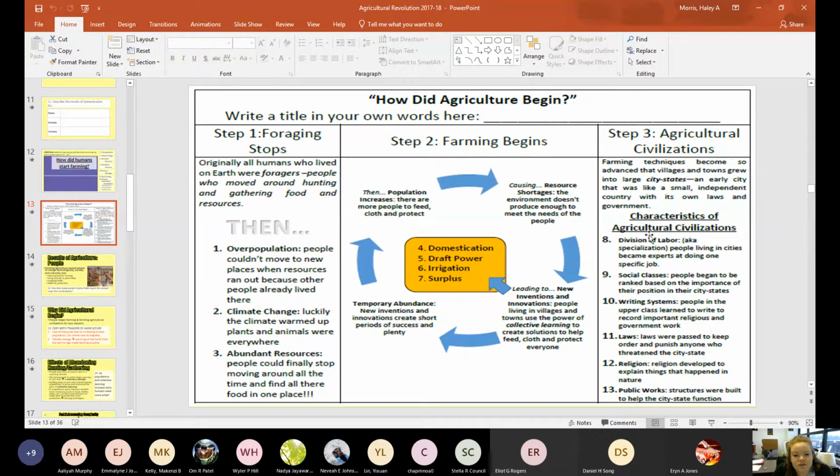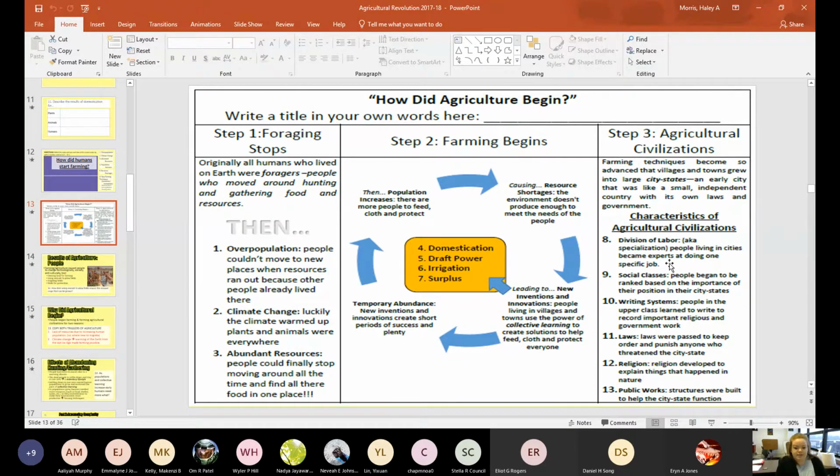So characteristics of agricultural civilizations. Some of these are your vocab words. So division of labor, that's a vocab word, which is also known as specialization. That's where people living in cities become experts at doing one specific job. So you get really good at doing one kind of job. Social classes, we talk about social hierarchy in our vocabulary, and that is comprised of different social classes. With social classes, people began to be ranked based on the importance of their position in their city-states. So social classes are part of the social hierarchy. You have different classes at different levels. At the bottom, you have usually poor people and slaves.